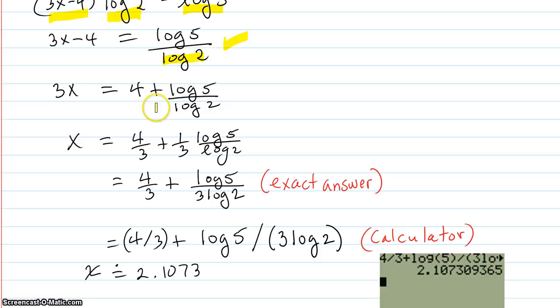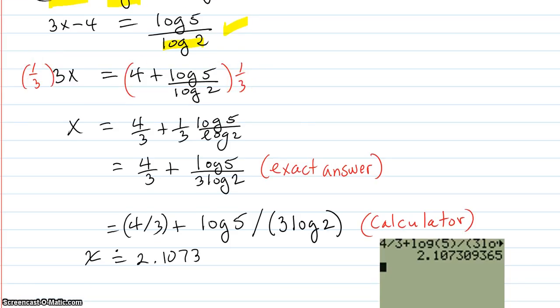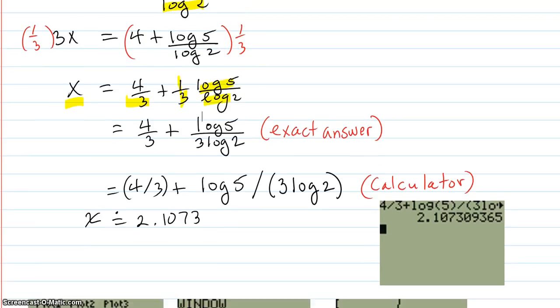Then divide through by 3. Well, really we're thinking multiply by 1/3, the whole thing like that. Divide by 3, same thing as multiply by 1/3. It knocks off here till you just get x. And then this is 4/3 plus 1/3 of this fraction. And then we just multiplied the 3 in the bottom there and got this. Now that's what's called the exact answer. If they ask for the exact answer, that's what x is.